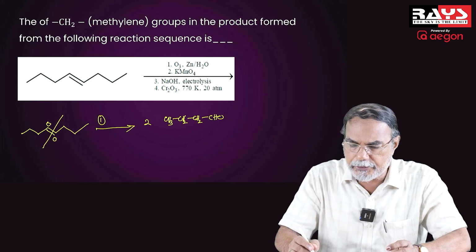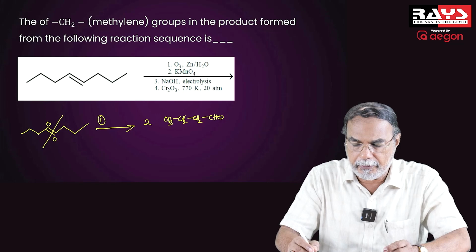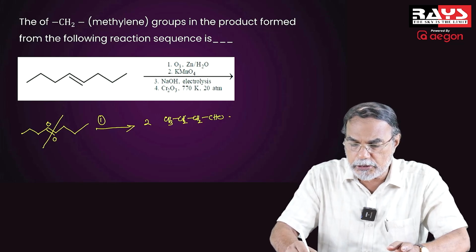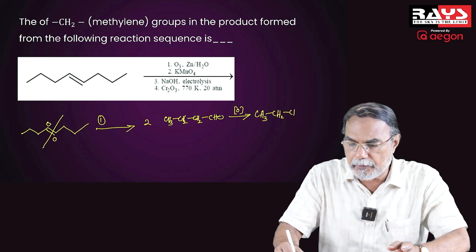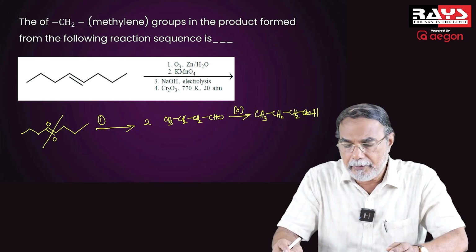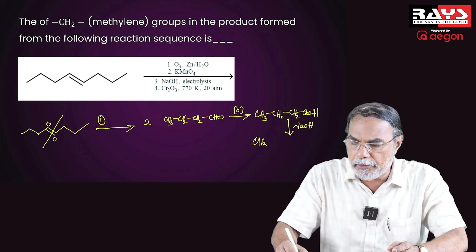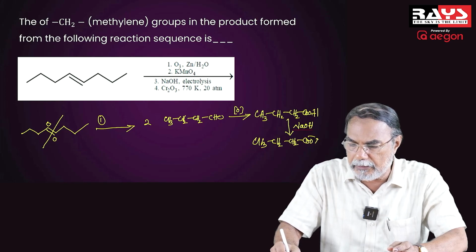And now the second reaction is oxidation by potassium permanganate. It's an aldehyde, so the reaction is pretty simple. Oxidation by potassium permanganate will convert the compound into an acid. So you have the carboxylic acid as a product, right? And now in the third step, reaction with NaOH, you get the salt of the acid, isn't it? The salt of the acid, COO minus Na plus.